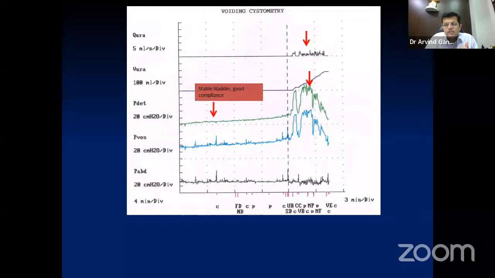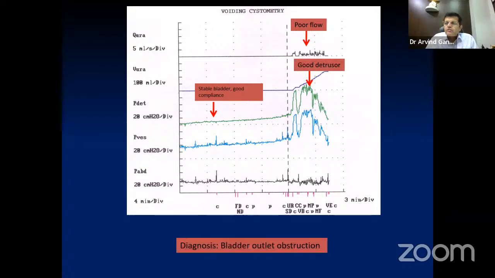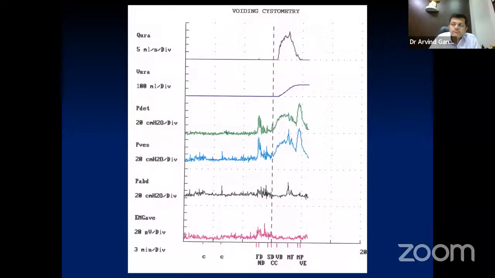So typically, without saying anything, you see that this is a stable bladder, compliance is okay, but very poor flow, good detrusor. So the diagnosis is bladder outlet obstruction. This is very indicative of bladder outlet obstruction. And if you go into the figures that are given along with the urodynamic tracings and calculate the AG number, it is going to go beyond 70, and the bladder contractility index will also be good.